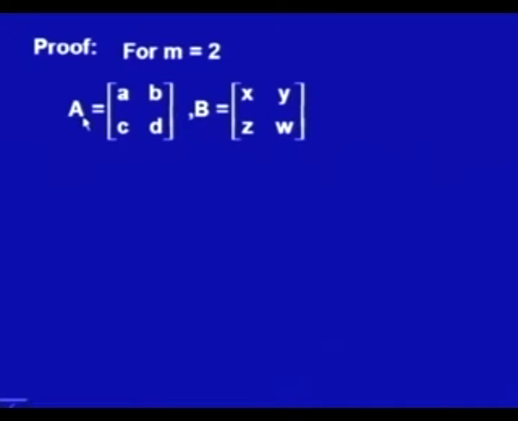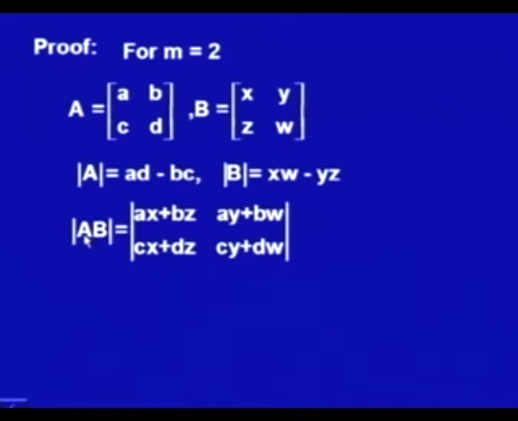I will first try to prove it for m is equal to 2. So, for m is equal to 2, let us consider two square matrices of order 2, A as [a, b; c, d] and B as [x, y; z, w]. Then determinant A is equal to ad minus bc, while determinant B is xw minus yz.